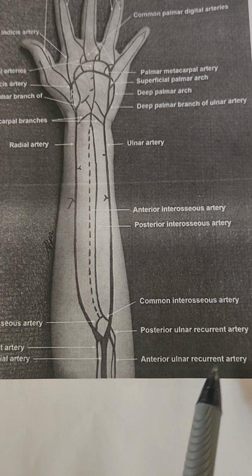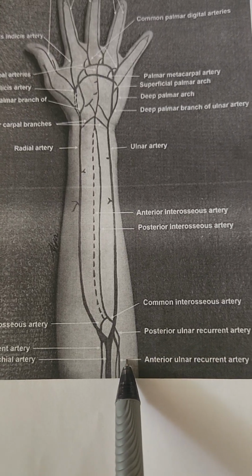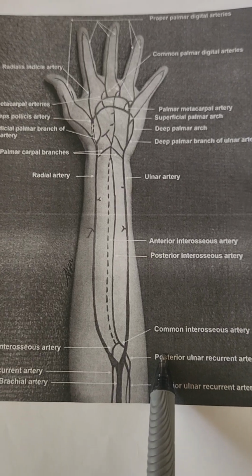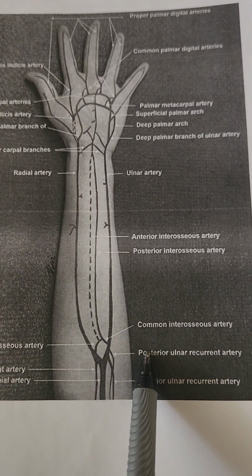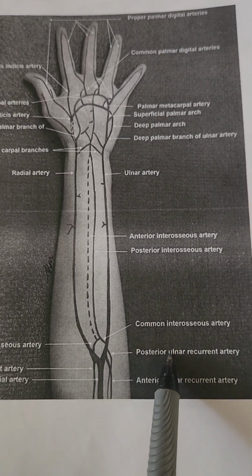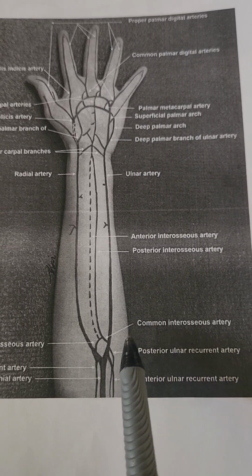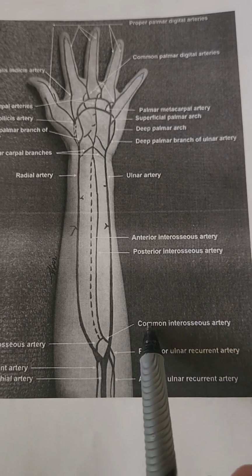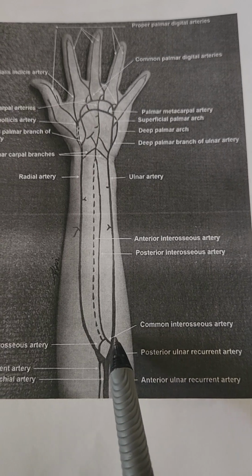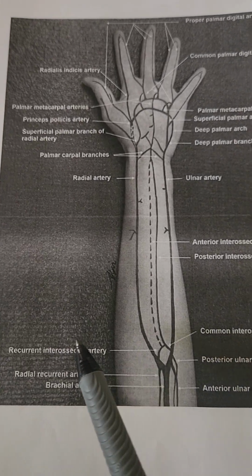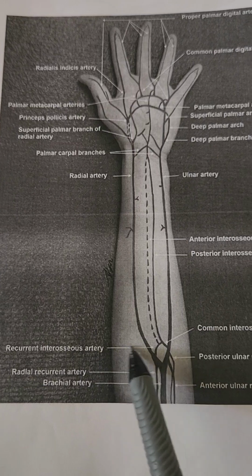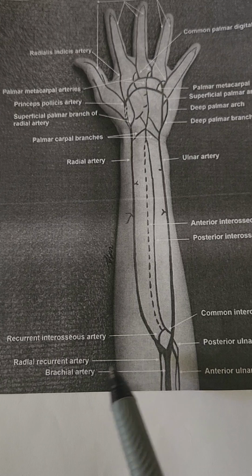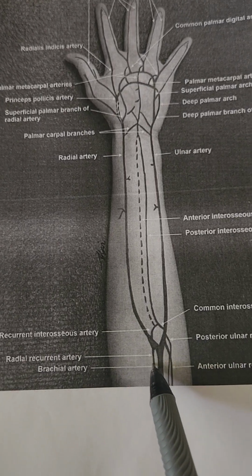Anterior ulnar recurrent artery right here. Now, if we have an anterior, we have to have a posterior, right? We've been learning that all through our lessons. Posterior ulnar recurrent artery. Common interosseous means between the bone. Common interosseous artery. Recurrent interosseous artery. Radial recurrent artery. And once again, that's right here.